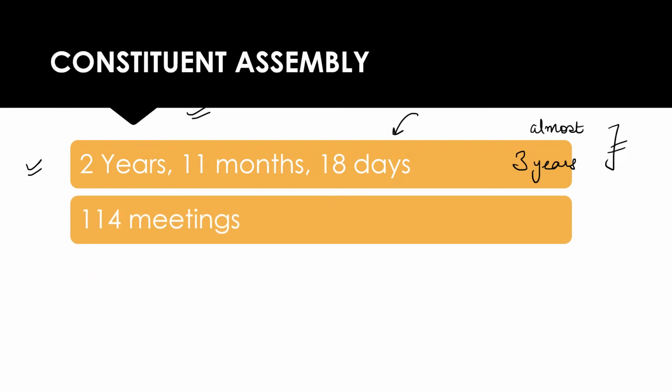It took all of 114 meetings, so these 299 people, and before the independence it was 389, they had 114 meetings starting with December of 1946 and it went on until the Constitution was framed. So they had 114 meetings over the course of these 3 years.